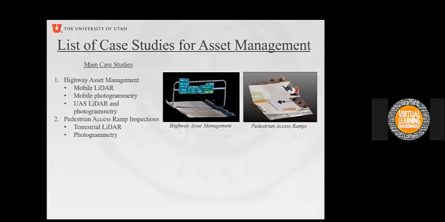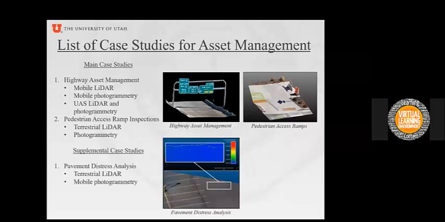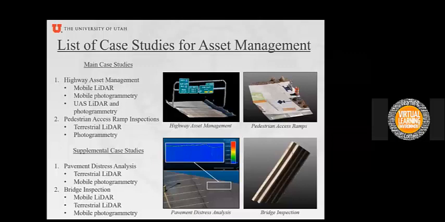We also did our pedestrian access ramp inspections using terrestrial LiDAR, that LiDAR scanner that you saw me using in the previous slides, and using photogrammetry, that Fujifilm X-T30 camera. And as I mentioned earlier, we also did some supplemental case studies. So we have our pavement distress analysis, which again, we used the terrestrial LiDAR scanner and mobile photogrammetry, the GoPro Hero 8 mounted to the front of the vehicle. And we also did bridge inspections and compared mobile LiDAR, terrestrial LiDAR, and our mobile photogrammetry.